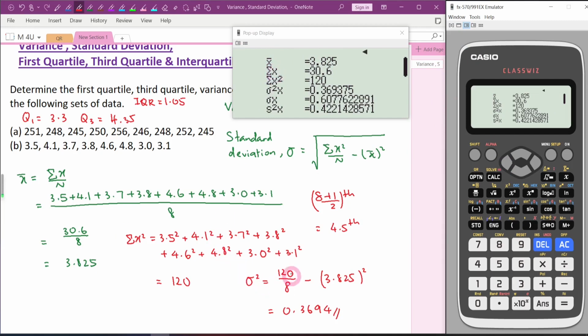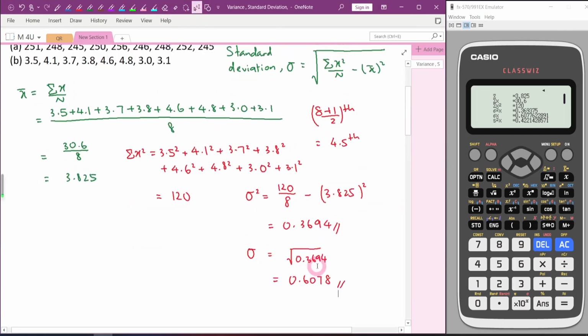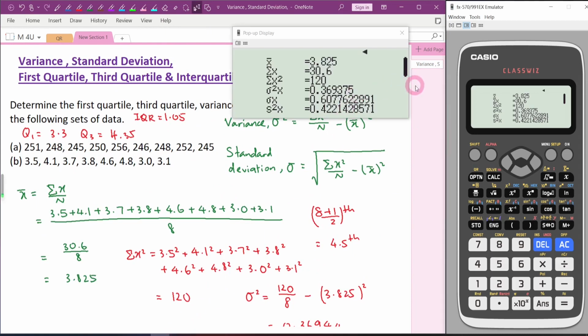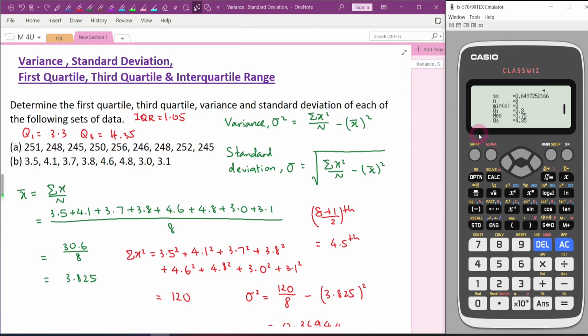Sigma x is equal to 30.6. Yes, correct. Sigma x squared is equal to 120, correct. And the variance is 0.3694. Standard deviation is equal to 0.6078. Let me check our answer. Okay, correct. And let's go to the quartile range. Our first quartile is 3.3 and third quartile is 4.35. Okay, so this is a way how we use our calculator to help us check the answer.